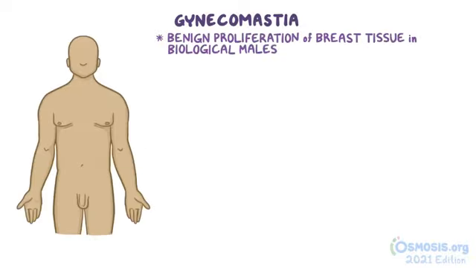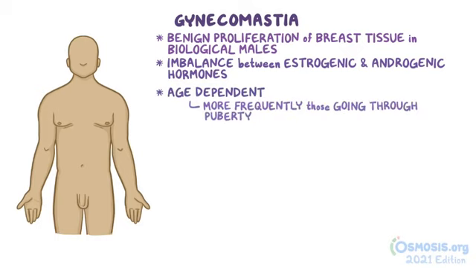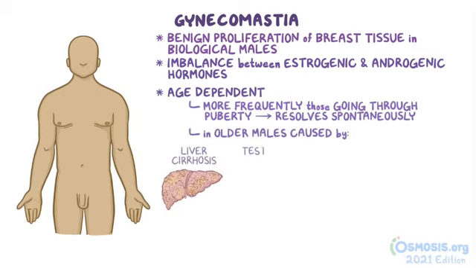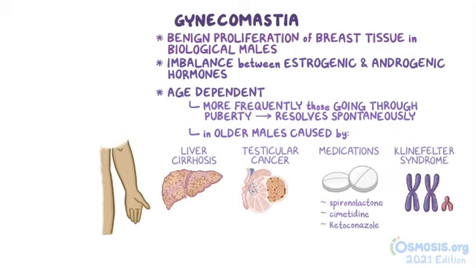Last subject on the breast is gynecomastia, which is a benign proliferation of the breast tissue in biological males, and it is typically caused by an imbalance between estrogenic and androgenic hormones. It is age-dependent, and it most frequently affects males going through puberty, in which case it resolves spontaneously. Less frequently, it affects older males, and it can be caused by liver cirrhosis or testicular cancer, medications like spironolactone, cimetidine, and ketoconazole, among others, and other conditions such as Klinefelter syndrome.